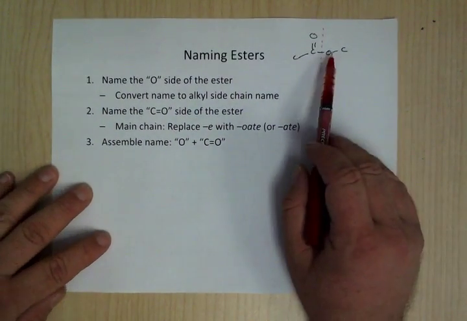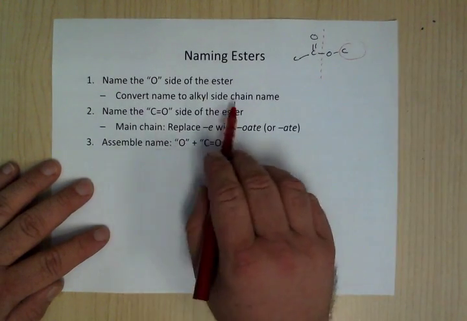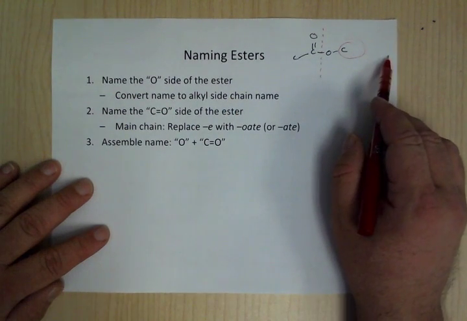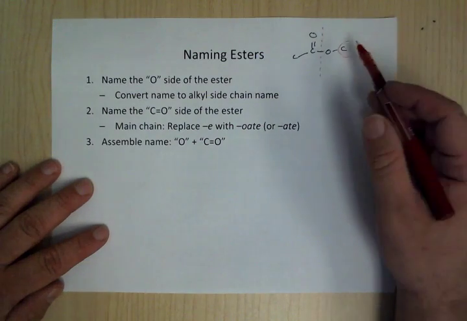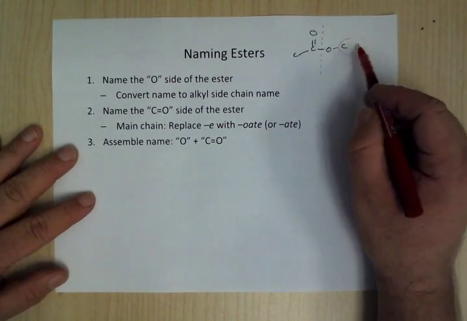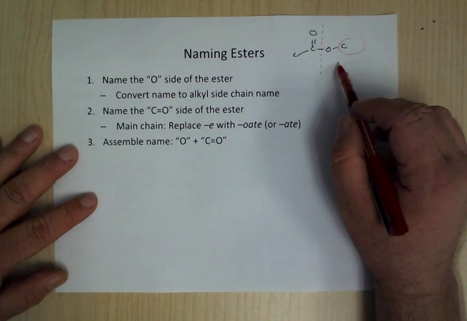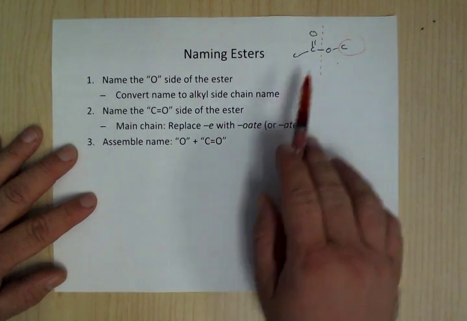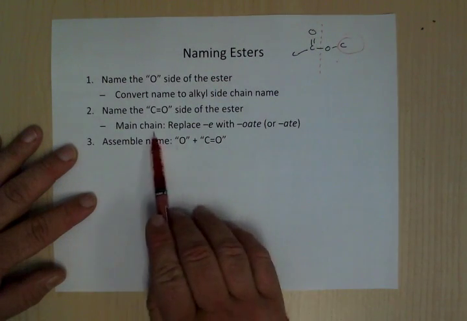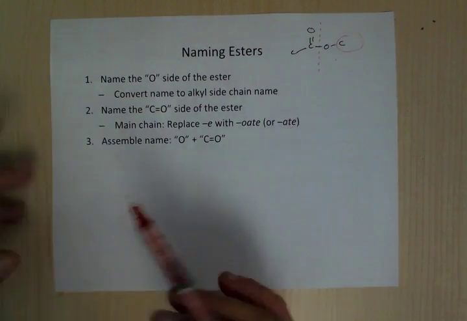You want to do the oxygen side first, and name this part as a side chain. If it's 3 carbons long, it's a propyl group, or an isopropyl group, or if it's 4 carbons long, a butyl group, whatever. It's named as a side chain. Then you look at the C double bond O side and name that side normally, but instead of -e, the main chain ending is going to be -oate.